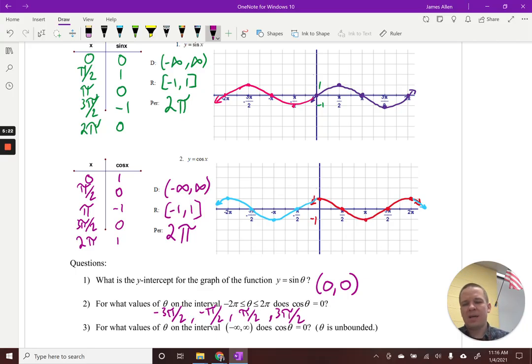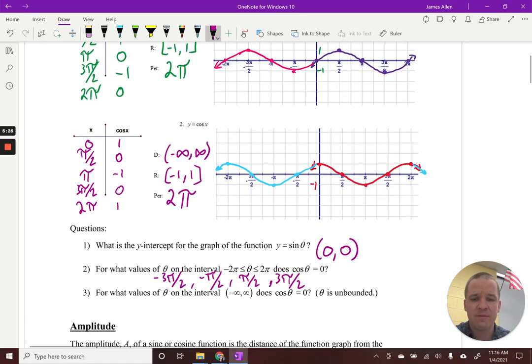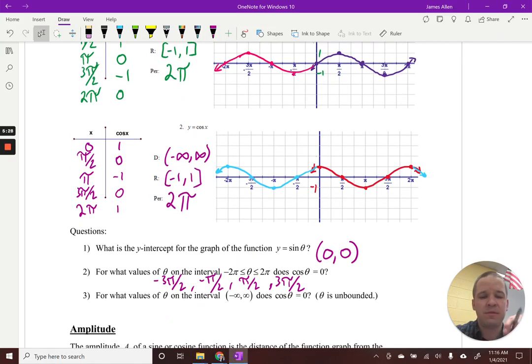Okay. Now, the last question here, it says, for what values of theta on the interval negative infinity to infinity does cosine of theta equal 0? Meaning theta is unbounded, right? We're just going forever and ever and ever. So what we're going to do is we're going to pick one of those values that we just listed. I'm going to pick the pi over 2. It's our smallest positive value.